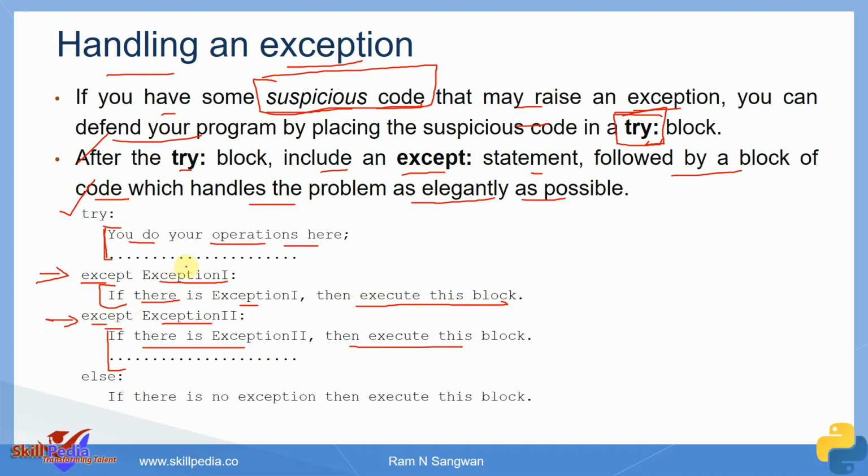If the exception is neither this nor this, then you use the else statement, meaning if there is no exception, then execute this block. So when everything is good, you use this block. If there is a problem, you execute: if problem 1, then do this; if problem 2, then do this; else, if there is no problem and everything is good, then execute this code segment.